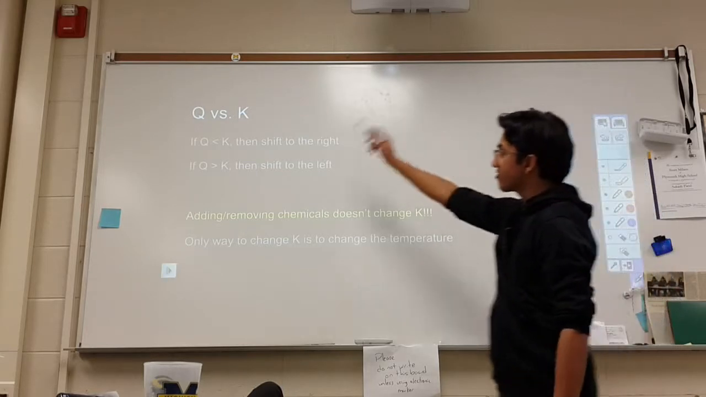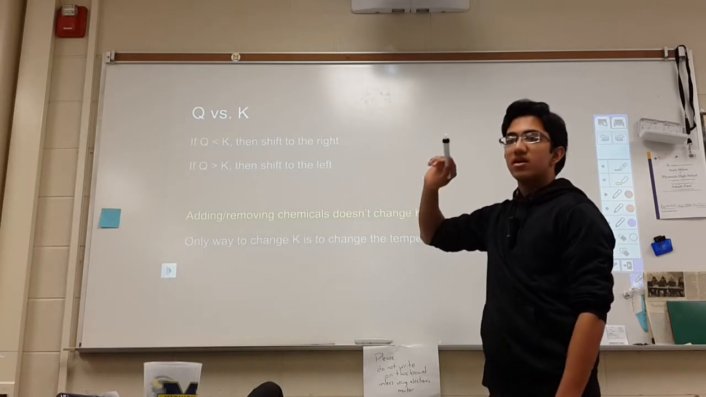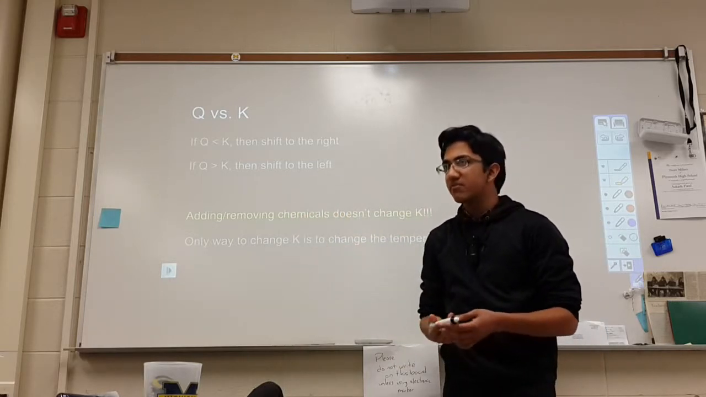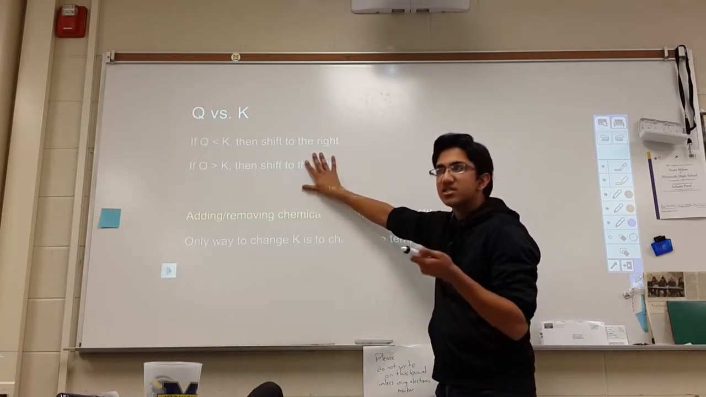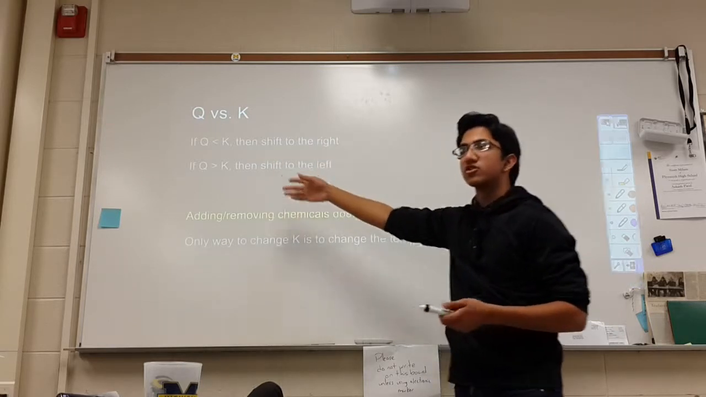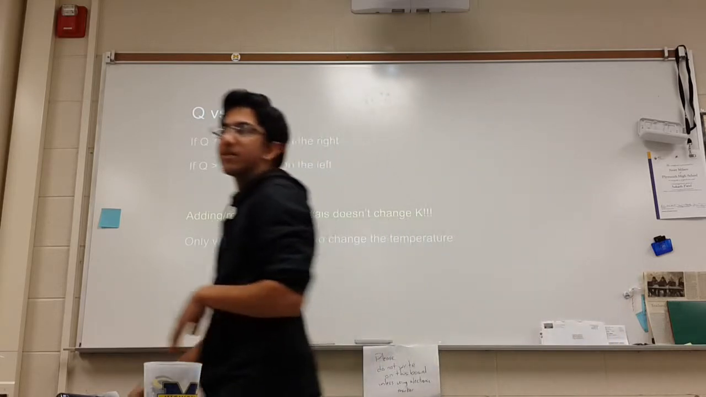Okay, if Q is less than K, we shift to the right. If Q is greater than K, we shift to the left. Very infrequently will you be asked to actually calculate Q and figure this out mathematically. So you don't really need to know that for Chem Olympiad, or really until next year in IB Chem, where you will learn how to calculate Q and actually use it. But for now, let's just look at it theoretically.